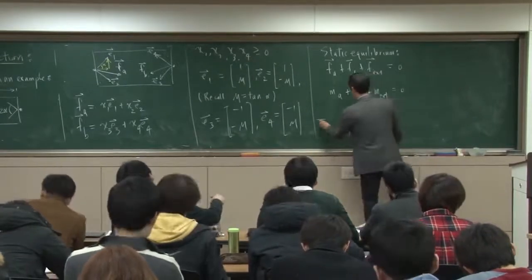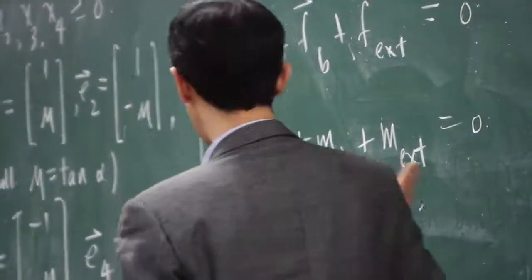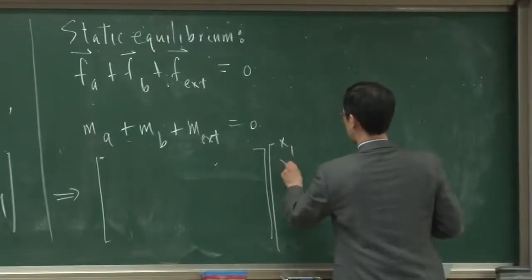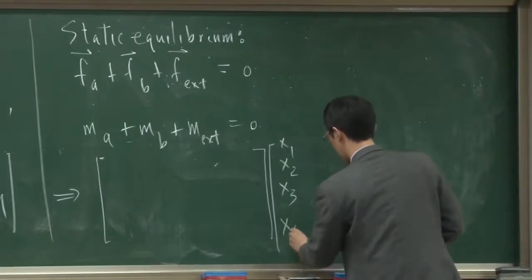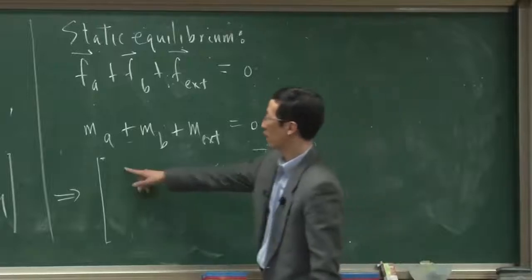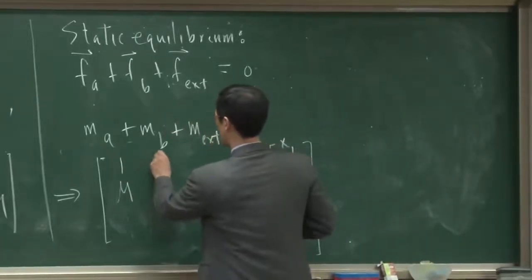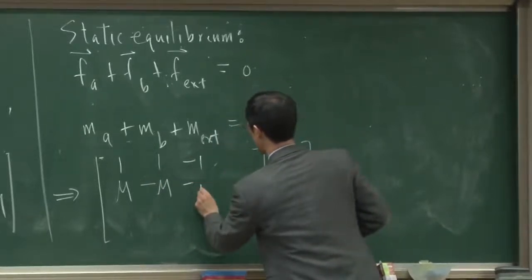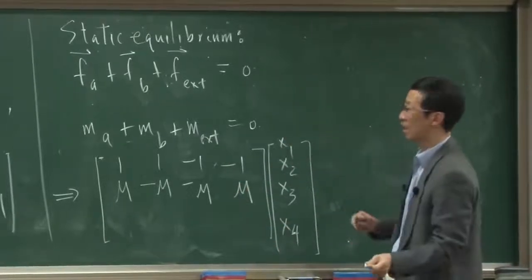If we write this in matrix form, we're going to have x1, x2, x3, x4 here. Over here we're going to have 1 mu, 1 minus mu, minus 1 minus mu, minus 1 mu. And then now the moments.